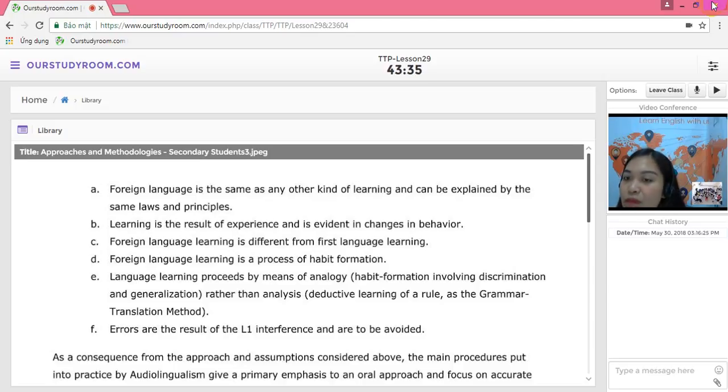Do you agree with that? Learning is the result of experience. Okay? It is very understandable. Foreign language learning is different from first language learning. So what is your first language, teacher? So Vietnamese. So it's different from a foreign language, and that is the English language. Totally different. Same as Filipino, different to a foreign language.